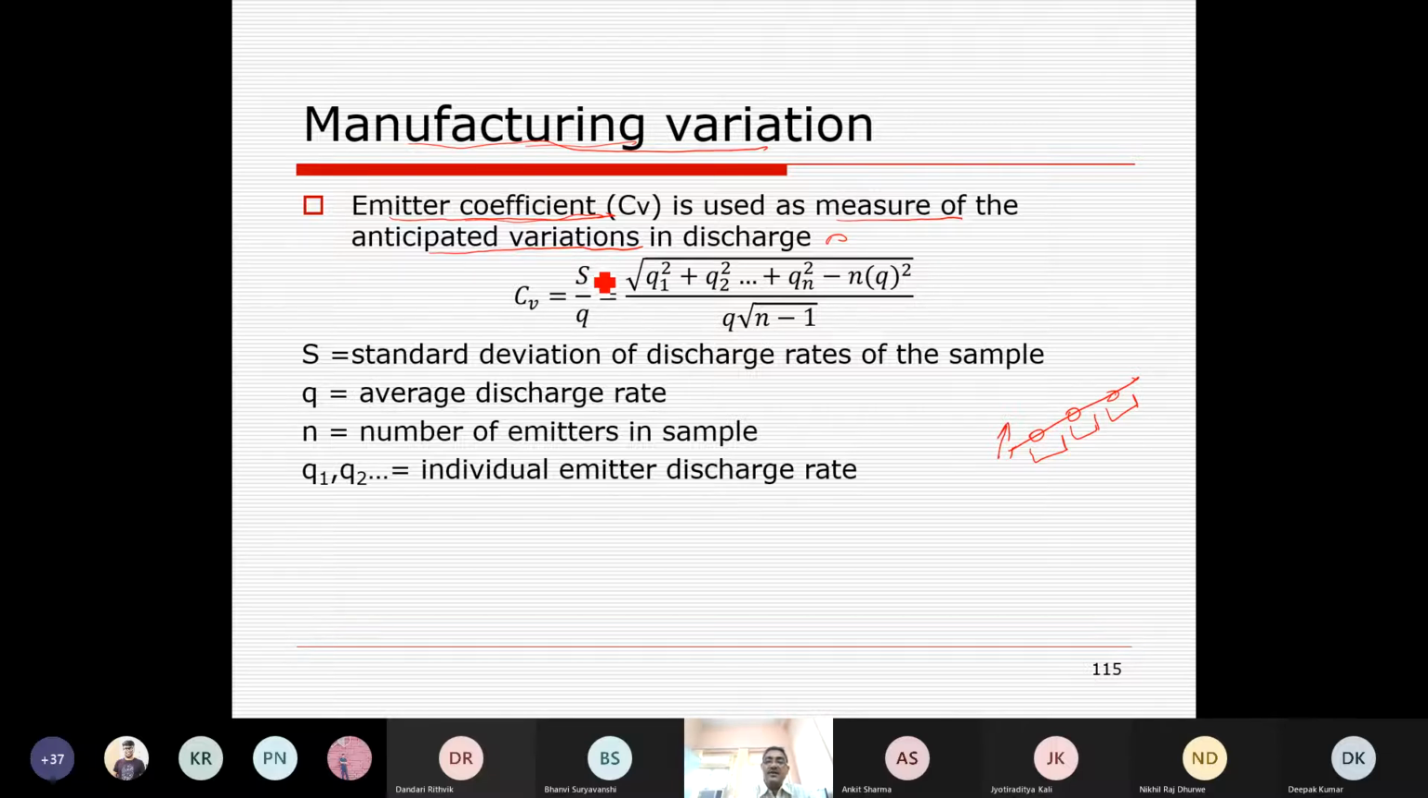That is simply the standard deviation divided by the mean of the discharge of these drippers. But in practical estimation, we simply use the discharge of individual drippers: Q1 square, Q2 square, up to Qn square, where n is the number of drippers taken, minus n into the average discharge of each dripper square, divided by Q into root n minus 1. So this is the simple idea to find the manufacturing coefficient of variability of drippers. S is the standard deviation, Q is the average discharge rate of these drippers, n is the number of drippers we have used, and Q1, Q2 and Qn are the individual dripper discharges we observed in our testing. So this is the manufacturing variation of drippers.